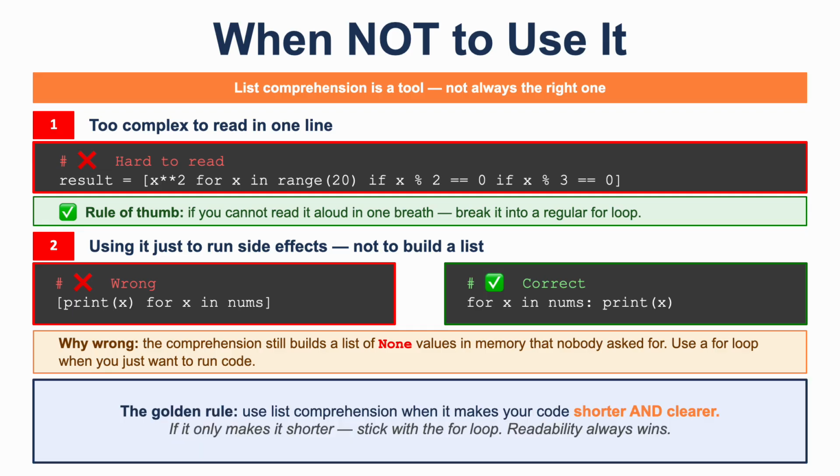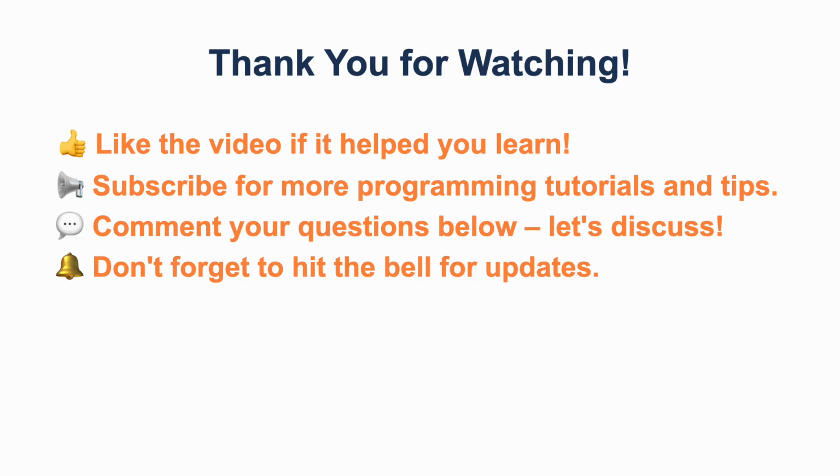The golden rule is simple. Use list comprehension when it makes your code both shorter and clearer. If it only makes it shorter, stick with the for loop. Readability always wins.